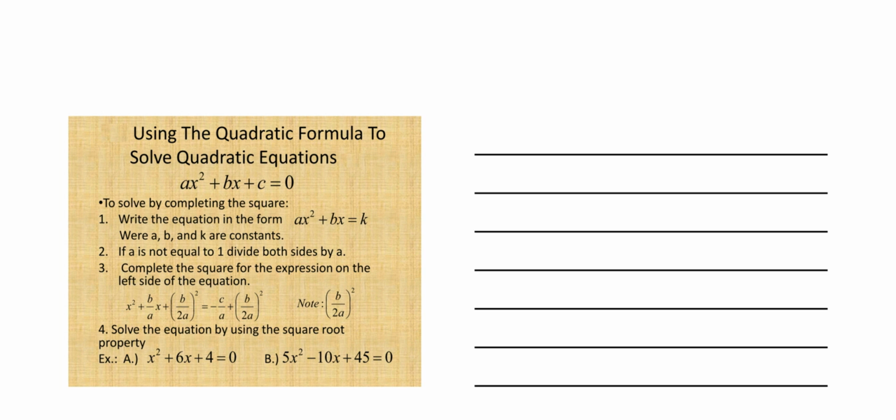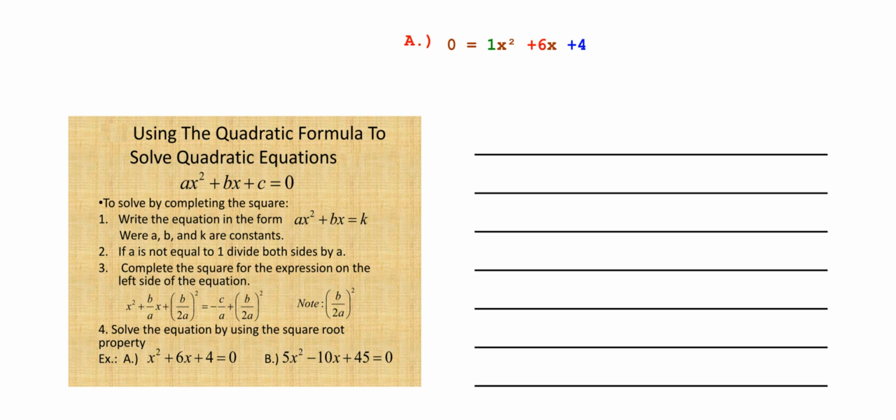Notice that in this case, the complete square term is the one with the parentheses, or quantity b divided by 2a quantity squared. That is our complete square term. So 4, solve the equation by using the square root property. So let's try a few examples in this case. And let me write them over here on the top.